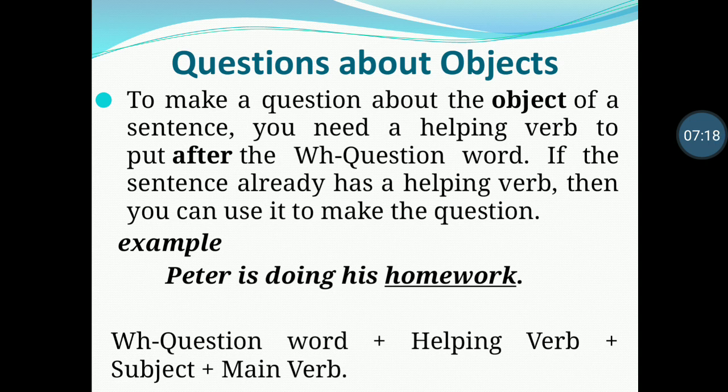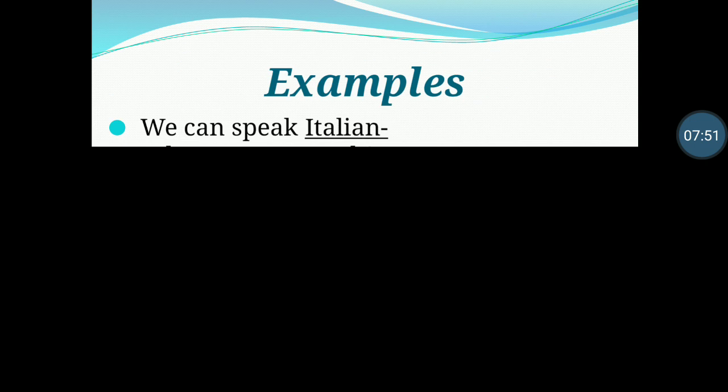Suppose we want to frame the object question for this sentence, we have to find an appropriate WH word for the object homework. And then the helping verb, which is given in this sentence as is, and the subject is Peter and the main verb is doing. So the correct answer for this question would be: what is Peter doing? This is how we have to frame object questions.